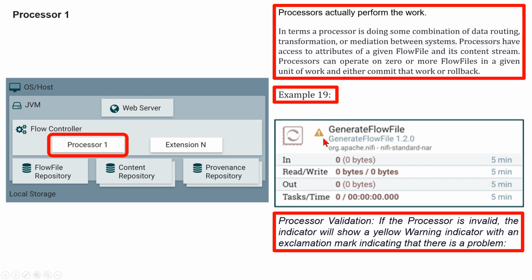Once all of the validation errors have been addressed, the status indicator will change to a stop icon, indicating that the processor is valid and ready to be started, but currently is not running.